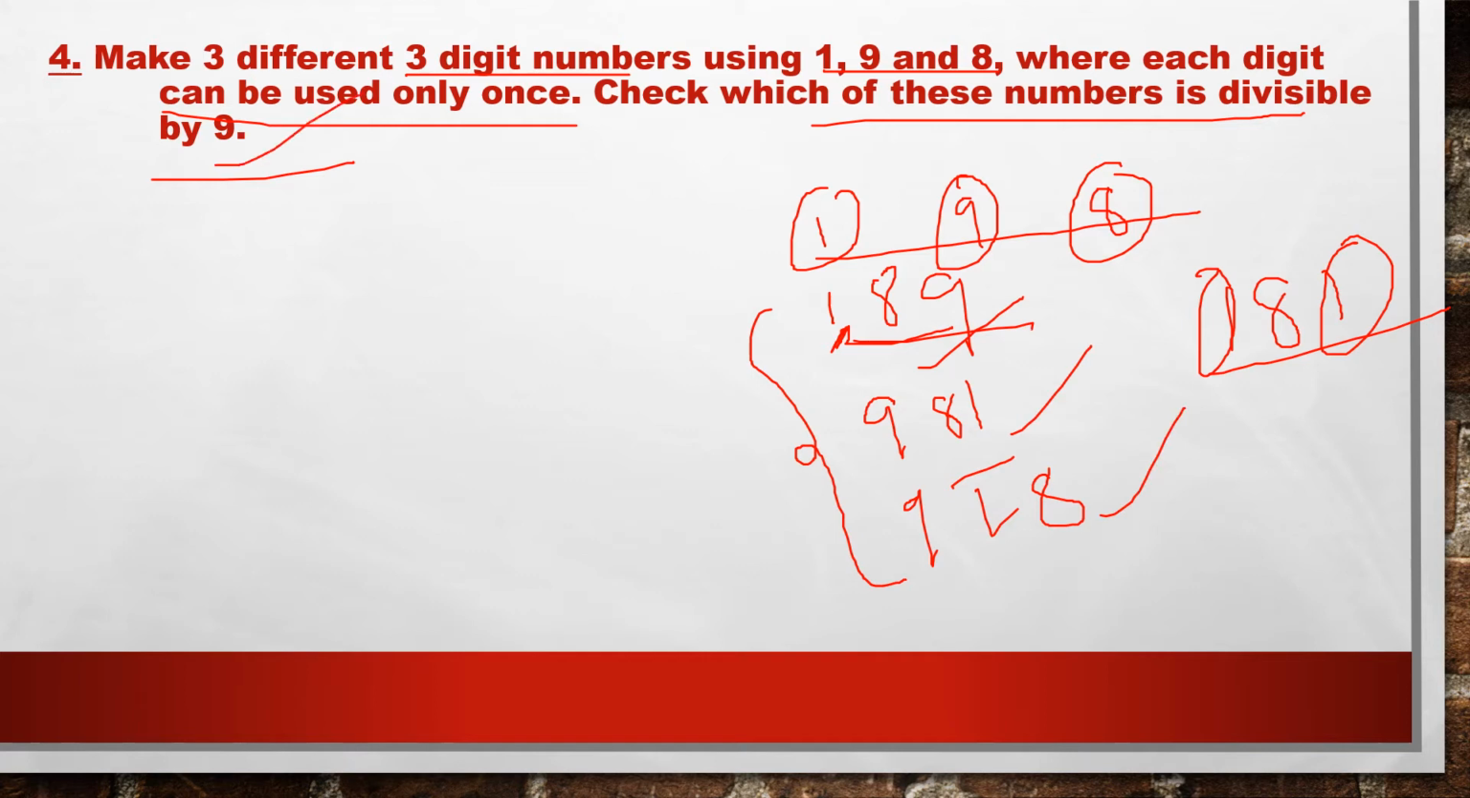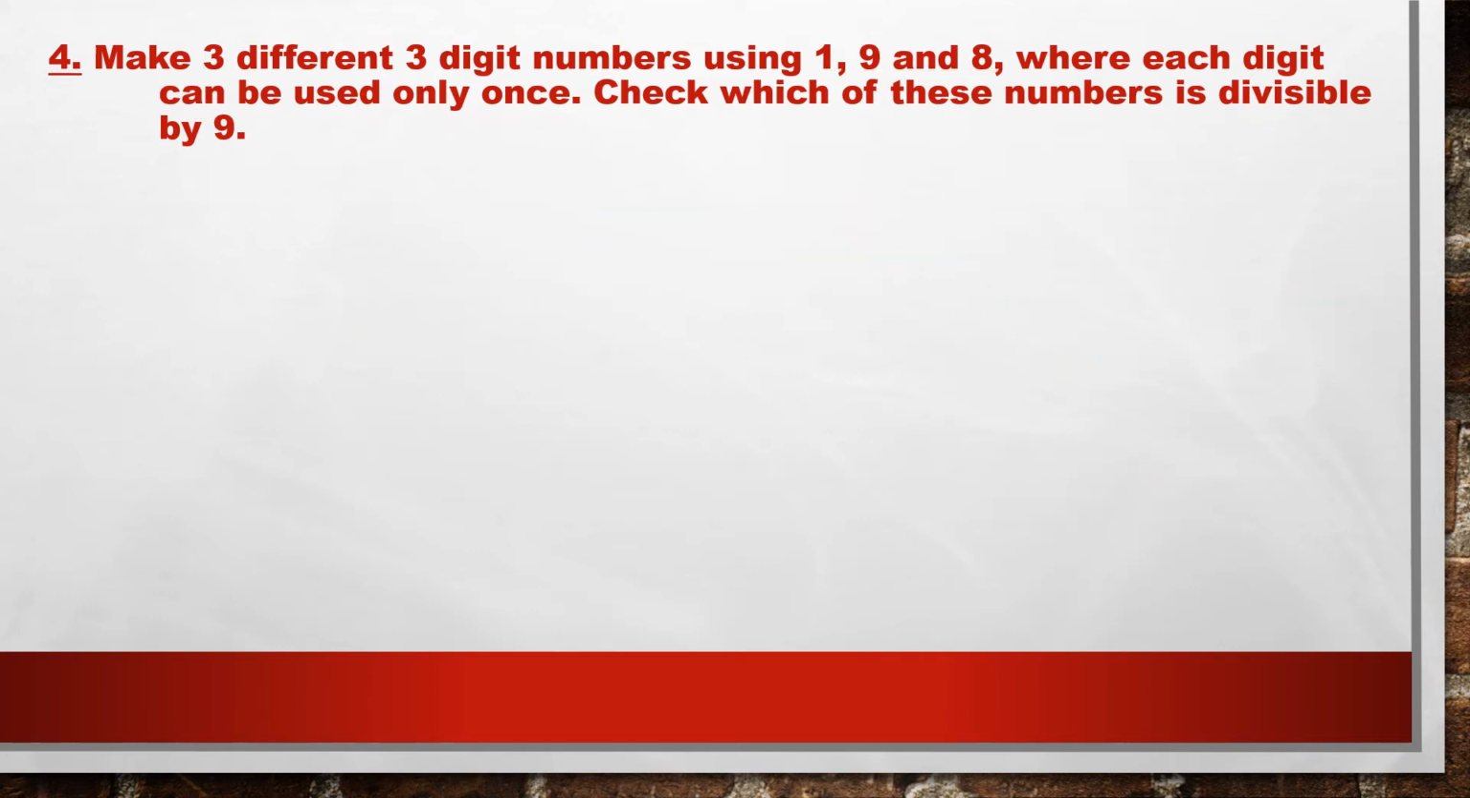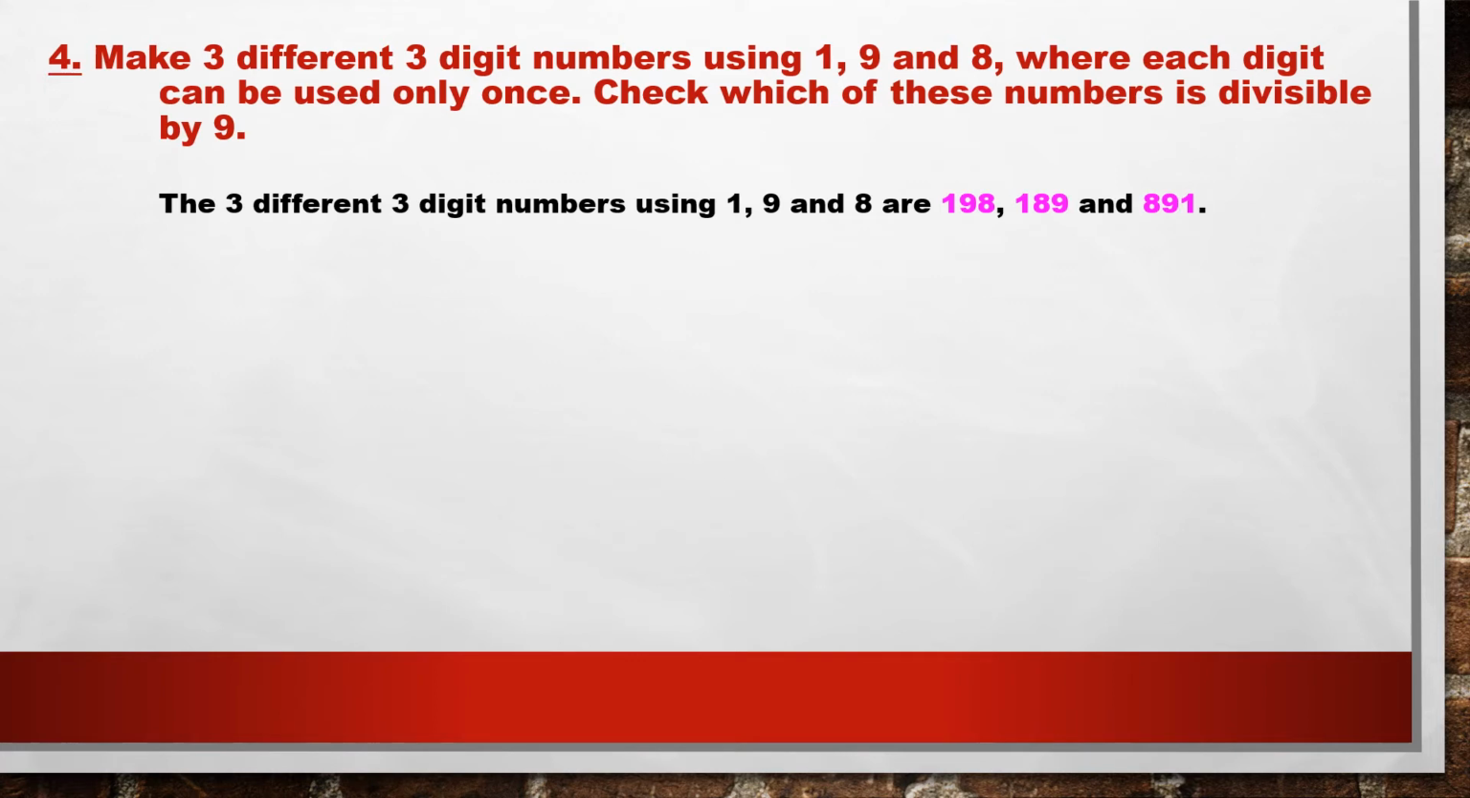So what is the divisibility rule of 9? You should add all the digits, and whatever result you get should be divisible by 9. Clear? So here are your 3-digit numbers. I wrote 198, 189, 891. Now I am going to check whether these numbers are divisible by 9 or not.